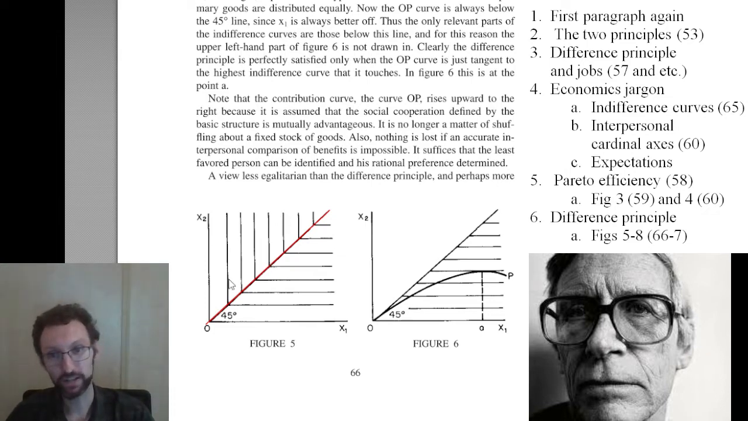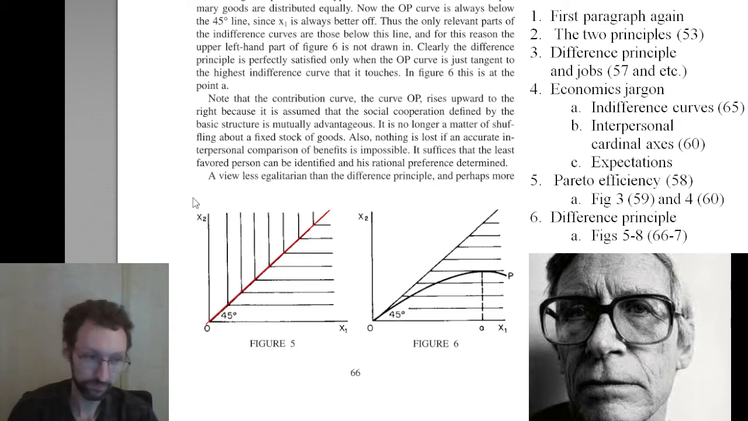So these are sort of different sets of indifference curves. And notice they all meet here along this 45-degree line. And this 45-degree line is equality. So you're giving equal resources to both x1 and x2.